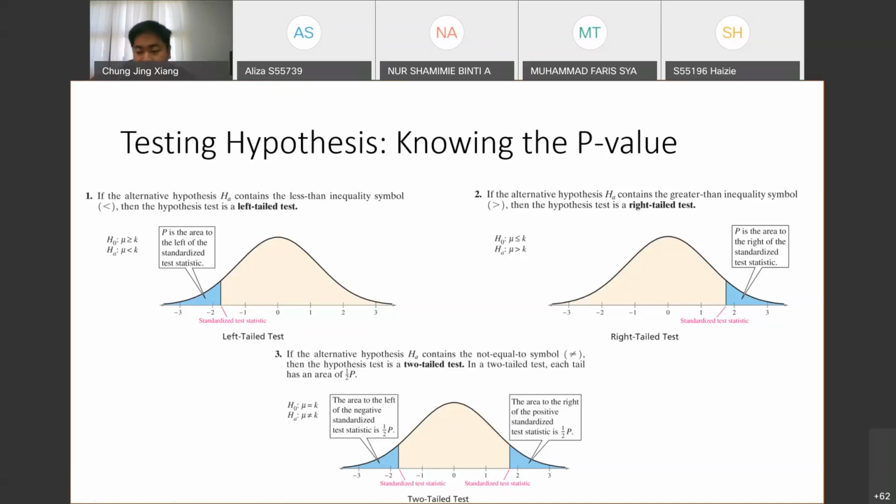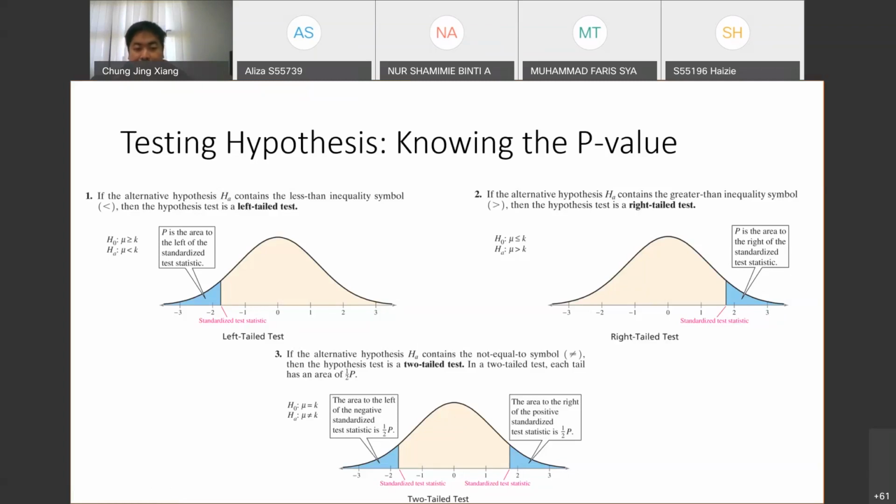Remember, this is important for us to decide the critical value, or I would say the rejection range. So remember, the P value depends on the test you use. Left tail, right tail, two tail, the value changes. For left tail and right tail, it will be the same if you set it. But for the two tail test, you have to divide by 2.